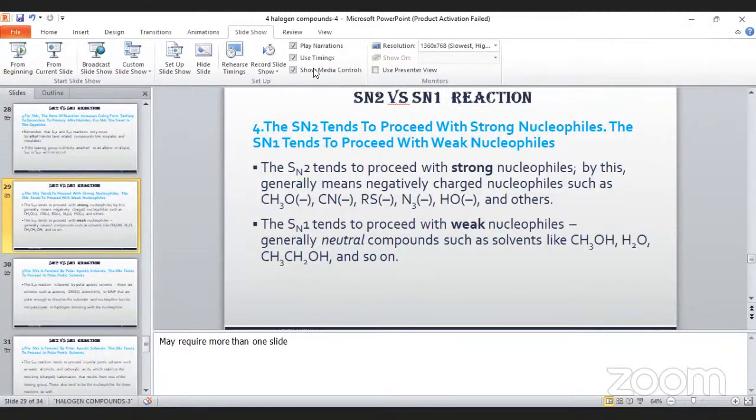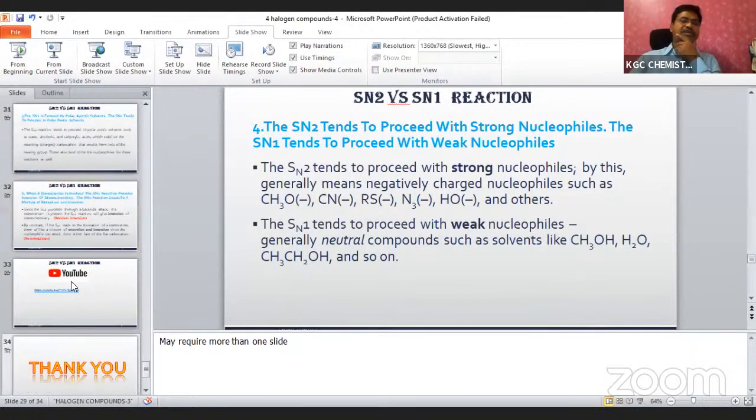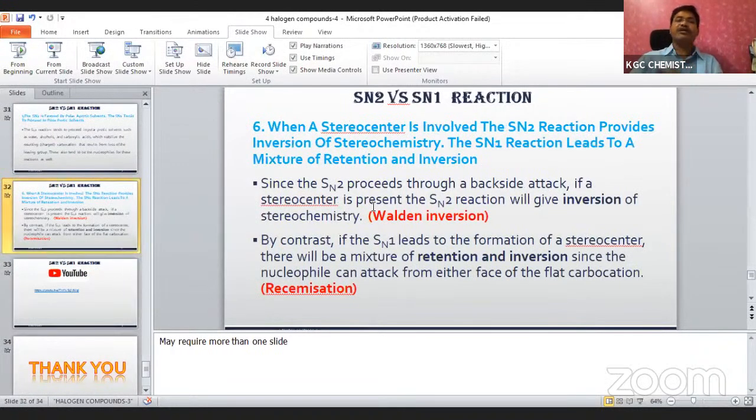See this, this is going to be the SN2 versus SN1 reaction. In the case of SN2 you get the Walden inversion. In the case of SN1, racemization takes place. One more important thing: I want to share a small video which relates to both SN1 and SN2.